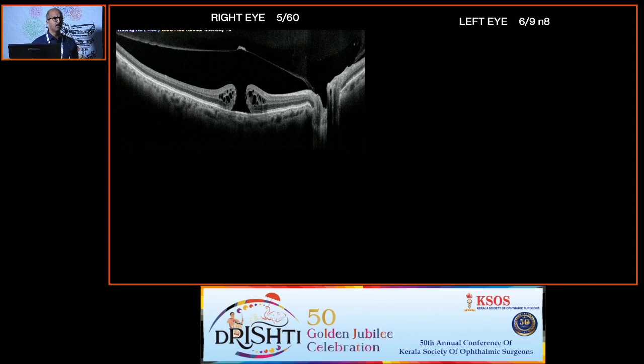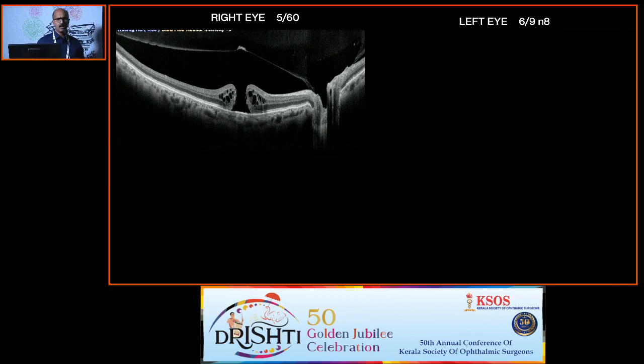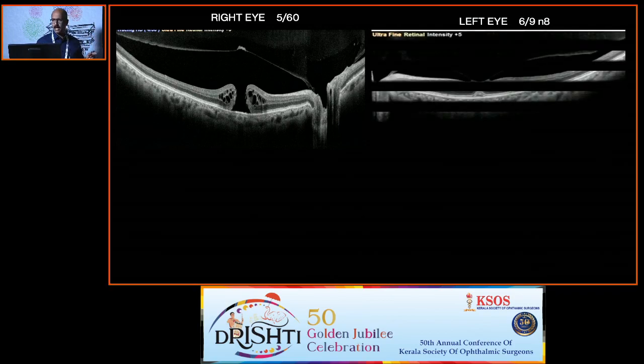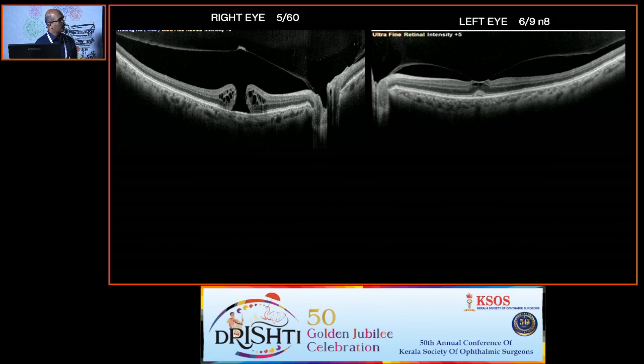She came to me with the complaint of defective near vision since 1 week. This is to exemplify what I discussed at the beginning of the talk. The right eye showed a macular hole, everybody knows, and the left eye shows a vitreomacular traction. So the point is, which eye do we operate first? I operated the left eye. The vision is good, but my point is, this is what the patient came for.